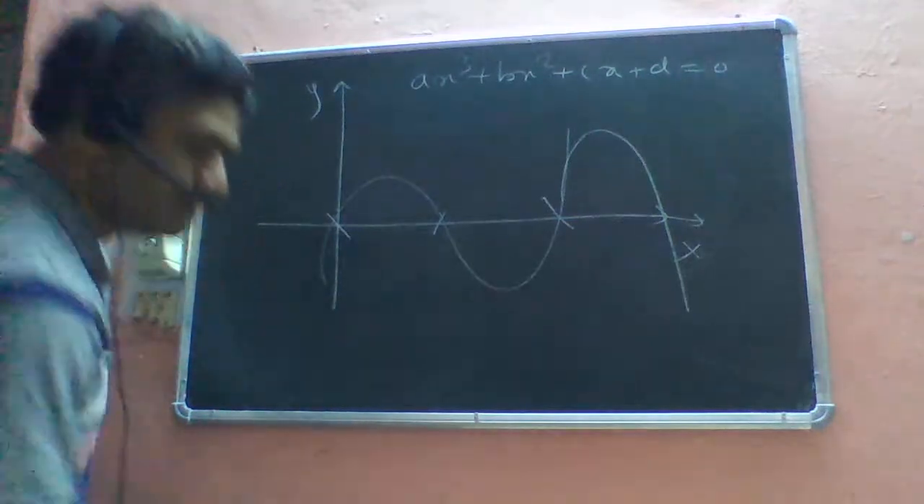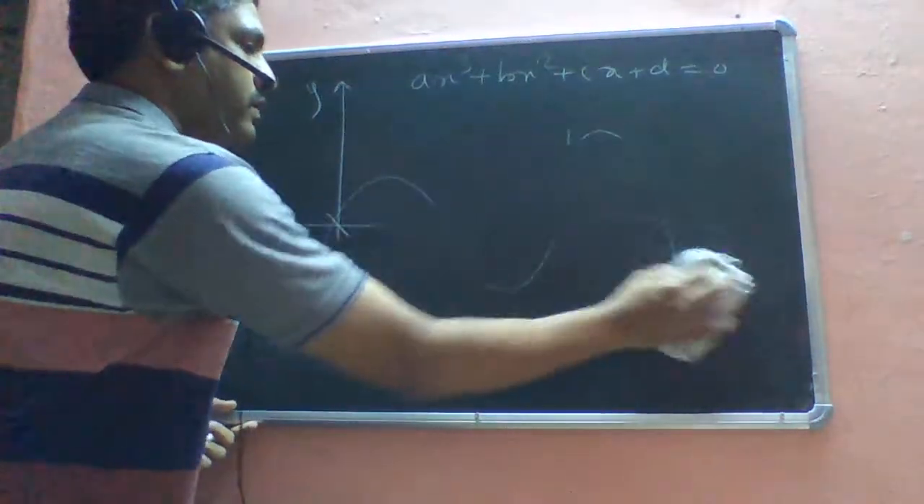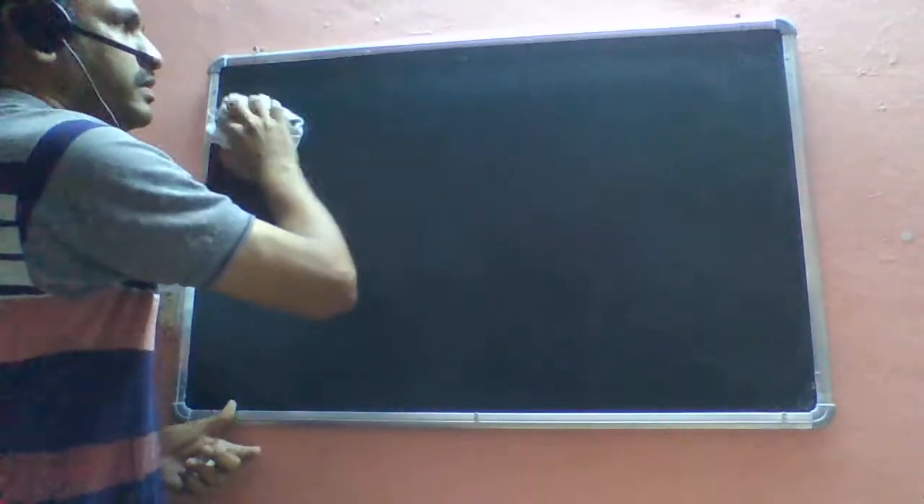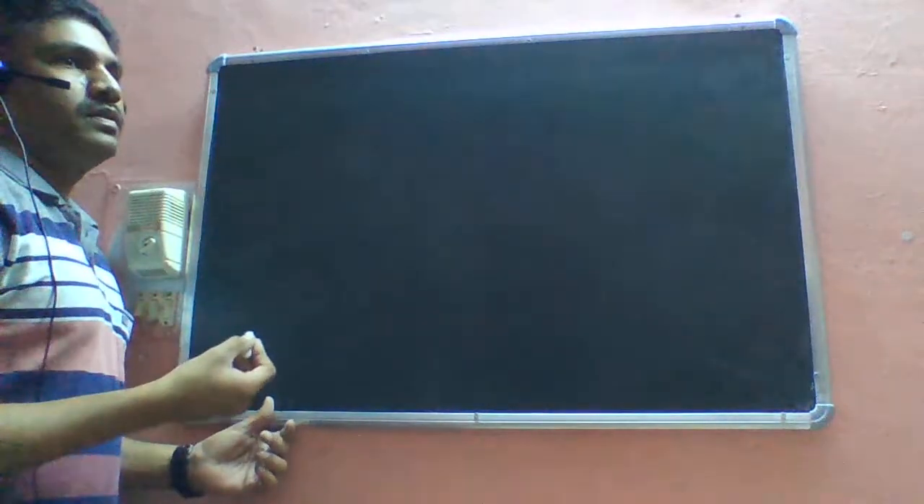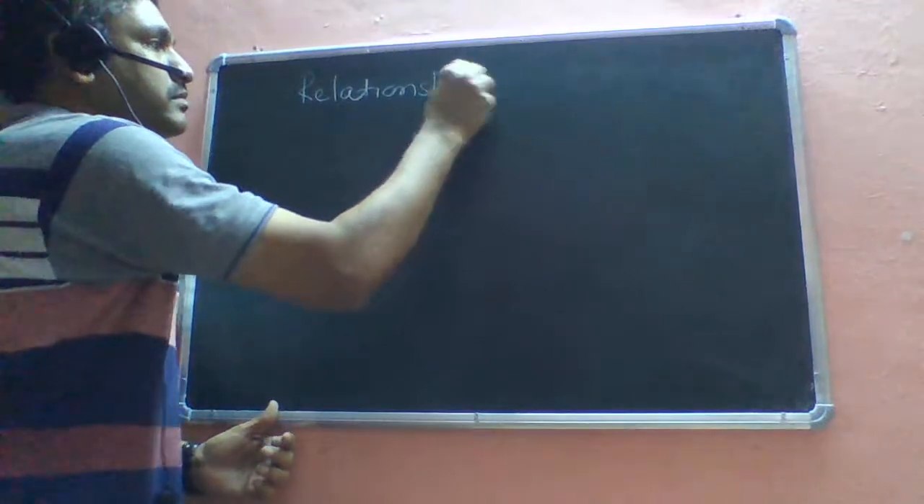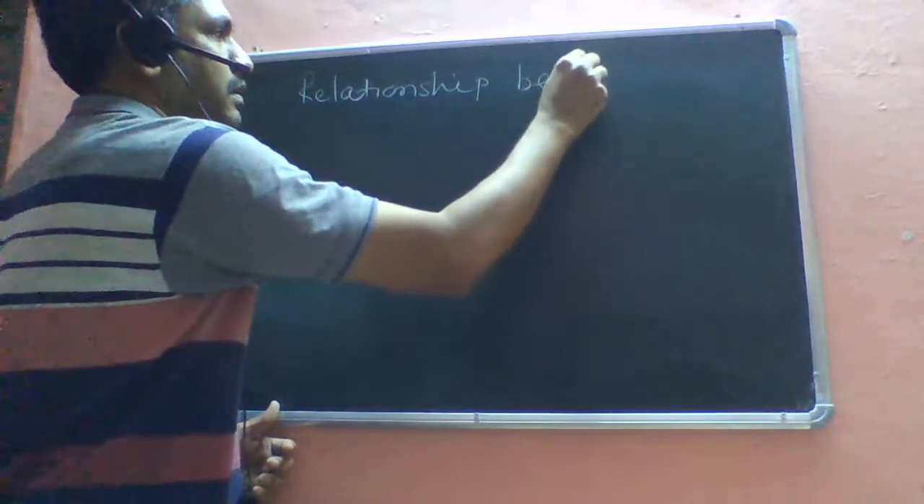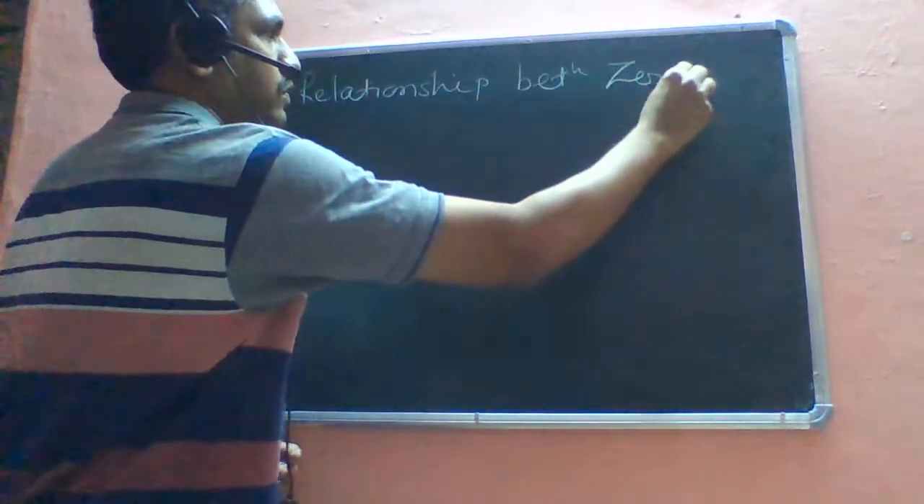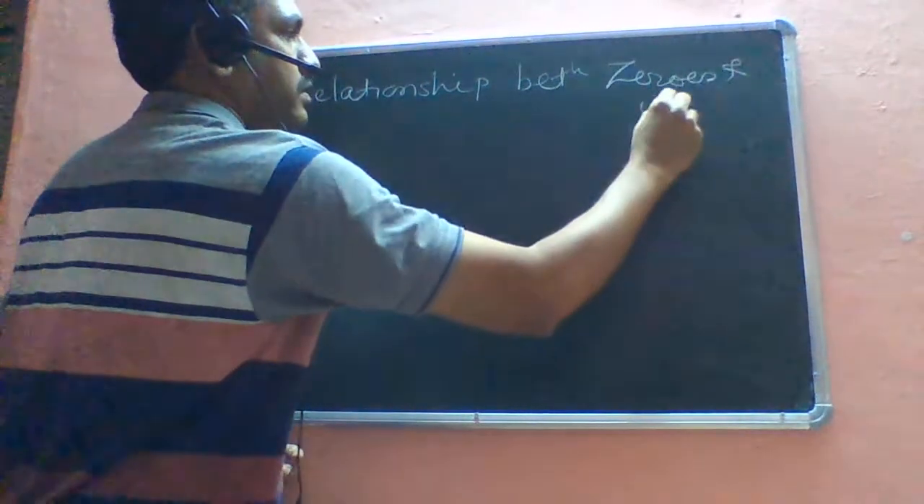Now we have seen what type of zeros the quadratic equation has, the linear polynomial has, and the cubic and biquadratic polynomials have. Now one more thing that we are going to see in the next part of this chapter is the relationship between zeros and coefficients.